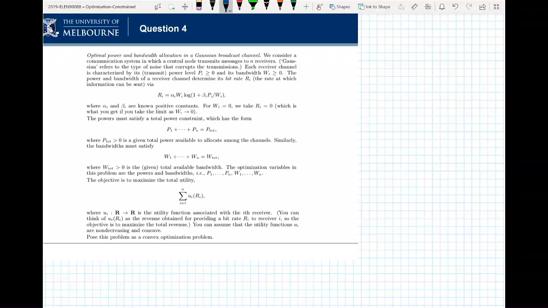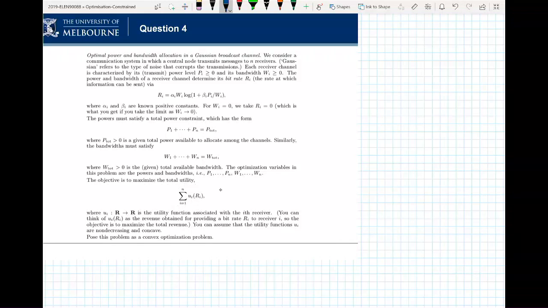Of course, if I want to communicate, I use my maximum available power to get the best results. And then the bandwidth allocated to each channel will sum to the total bandwidth, right? So you see immediately some equality constraints here, right? And then the objective is to maximize the total utility.